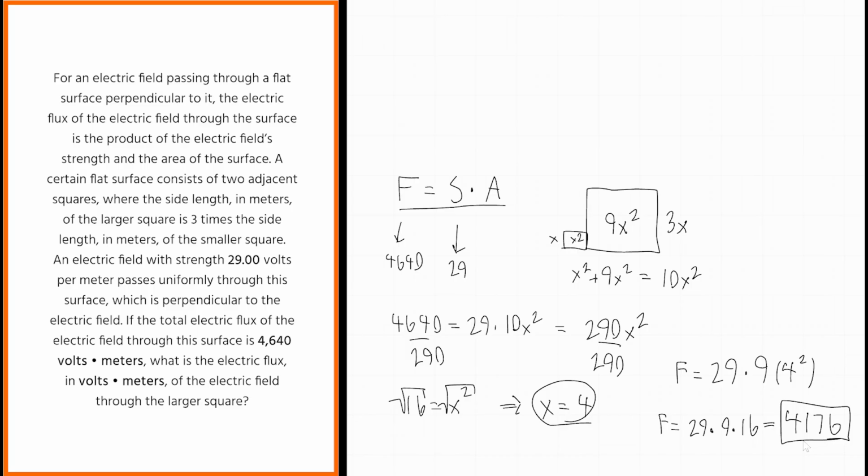So what we did is we deciphered the problem. We found the relationship that it was describing for us in terms of an equation. We found what our surface looked like and how to calculate the area. We used all of these factors to solve for x, to find this value x, and then plugged it back into the equation for just the larger square so that we could get the flux through only the larger square, and we got 4,176.